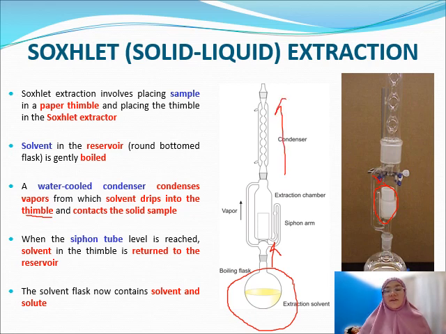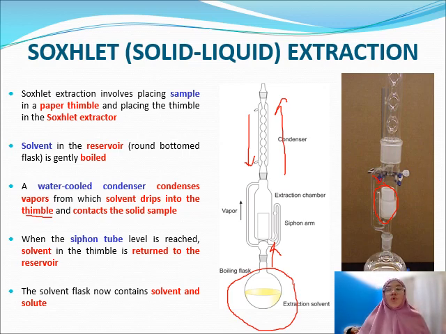At the condenser, again there is the process of condensation. From vapor it turns into liquid, and then it drips to the timbal, the timbal that contains the dry samples. The water-cooled condenser condenses the vapor and produces drips of solvent that go to the timbal, and the solvent dripping from the condenser has physical contact with the dry solid sample.